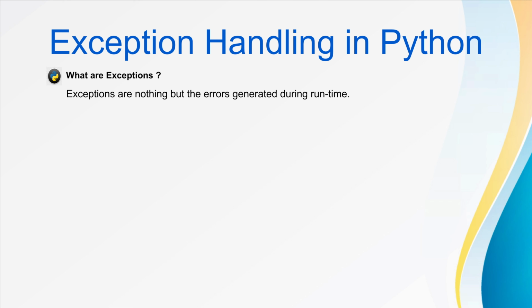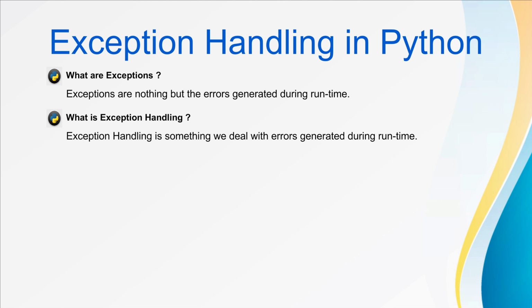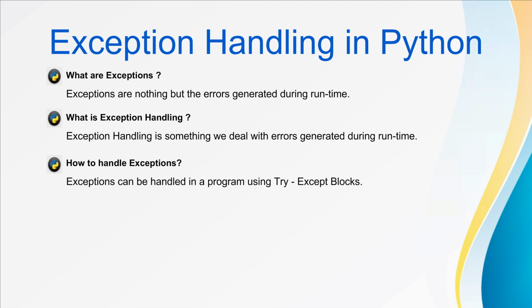Exceptions are nothing but the errors generated during runtime. What is exception handling? Sometimes while you're executing a program, it will get terminated unexpectedly and you don't know what is actually causing it to terminate. The concept of dealing with such exceptions in a program is called exception handling. How to handle exceptions? The exceptions can be handled in a program using try and except blocks.